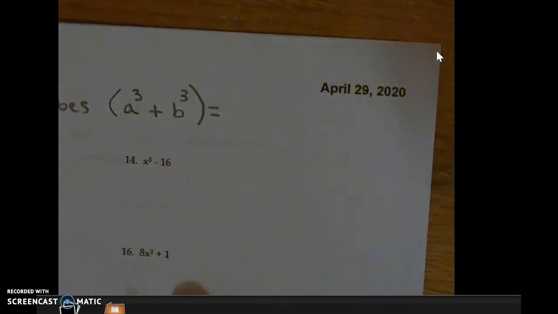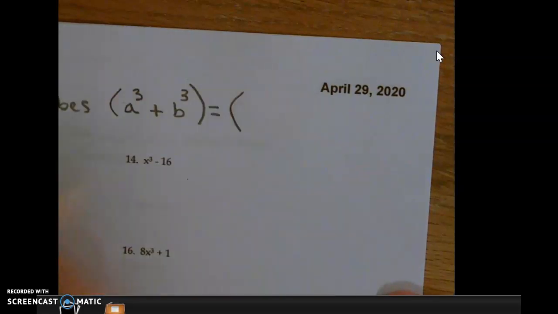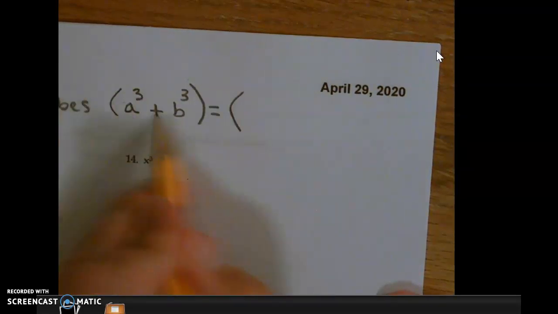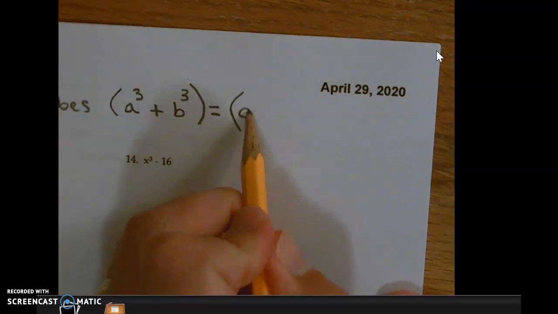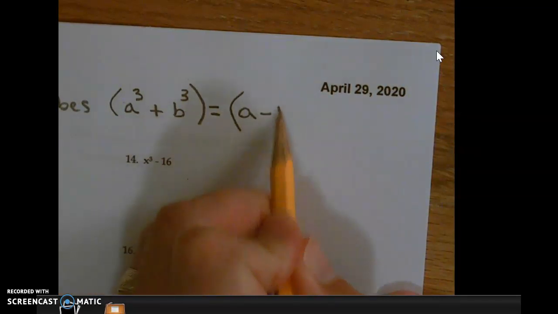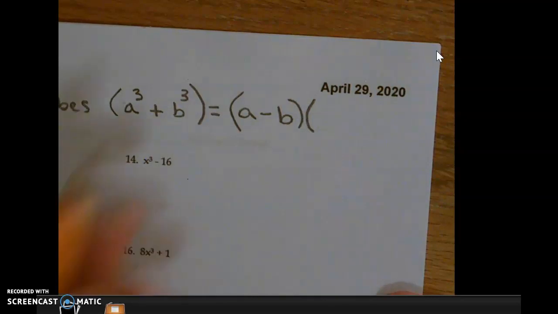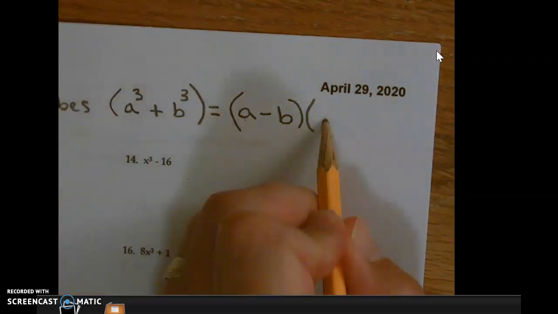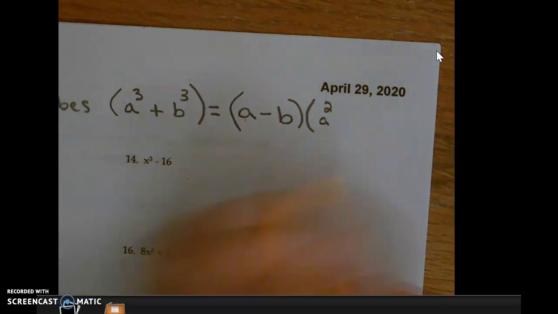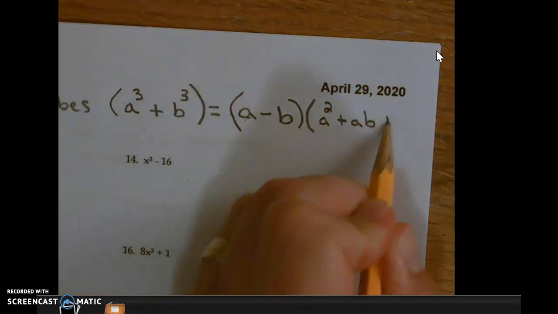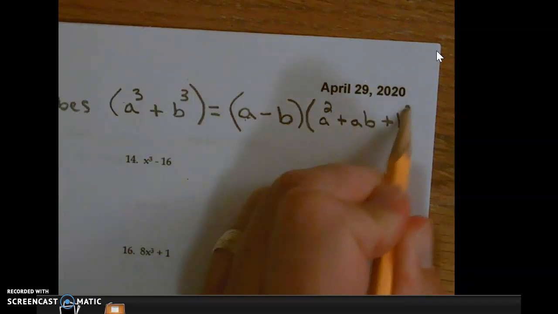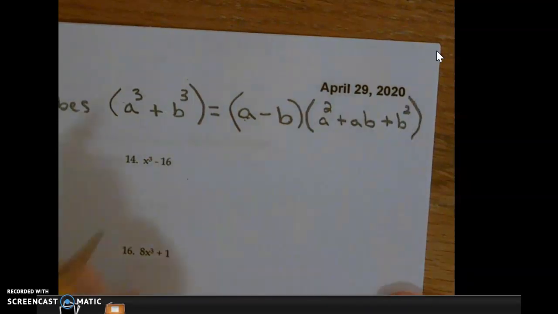So what you're going to do is you're going to take the a plus the b, and the first factor is going to be a minus b. And then the second factor is you're going to take that a value and square it, plus a times b plus b squared. That's the formula. So let me show you how this works.